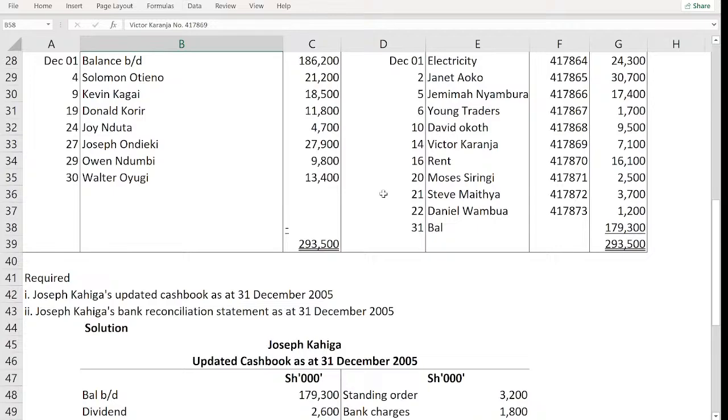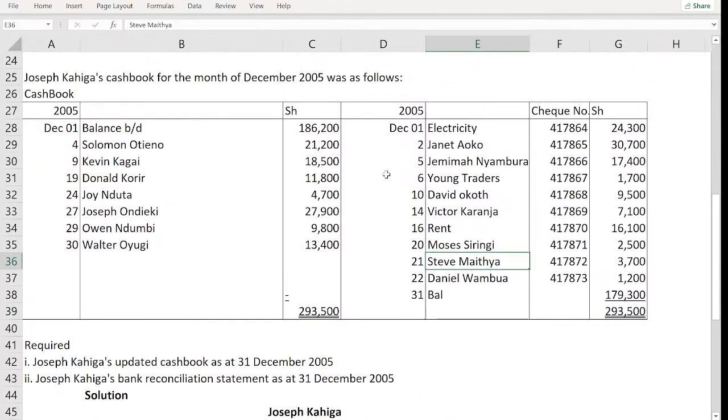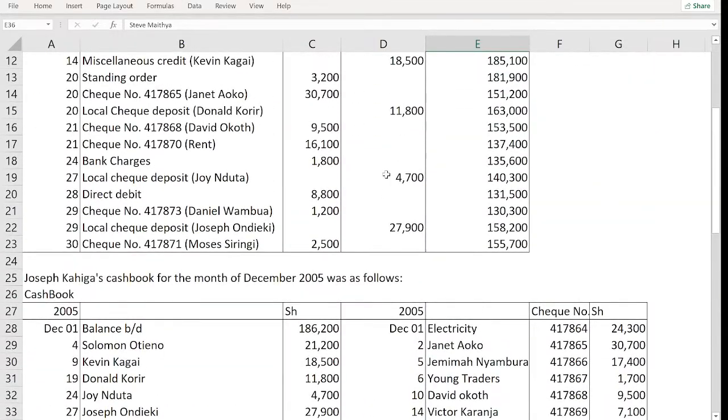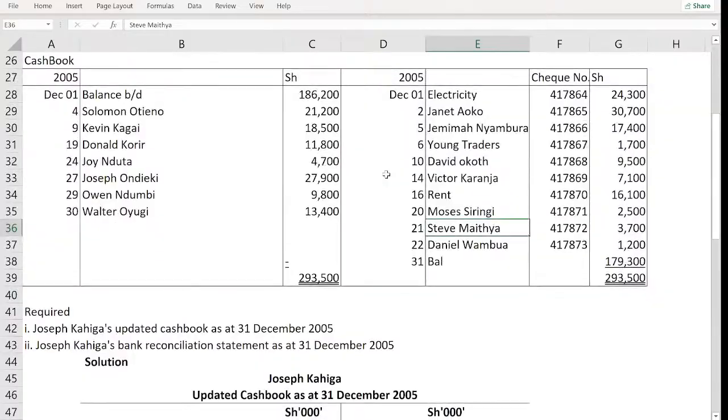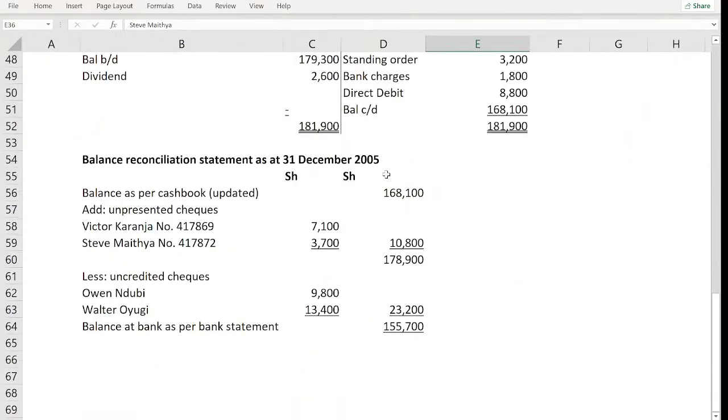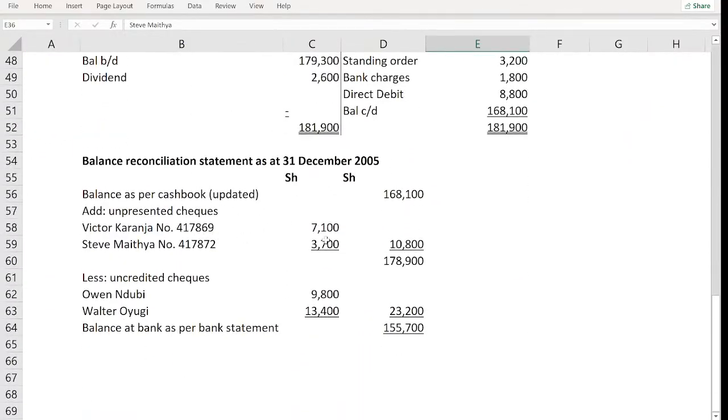So as you can see, we have some cheques that are on the cash book. We have this one for Victor Kalanja, Steve Madia. So they are not on the bank statement. So those are the unpresented cheques. So we write both of them and the amount. So the total will be 10,800. When we add that, we get 178,900.